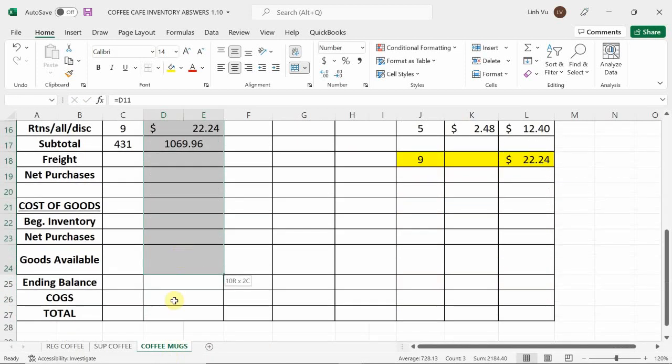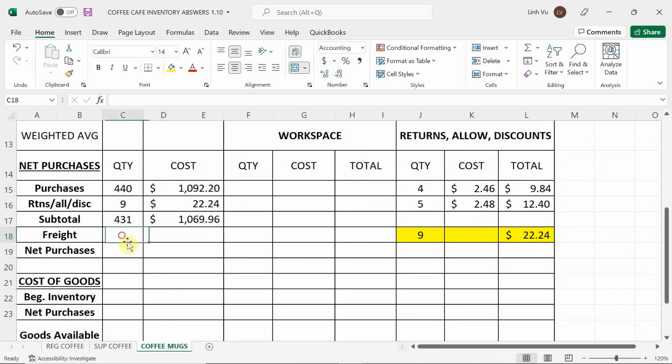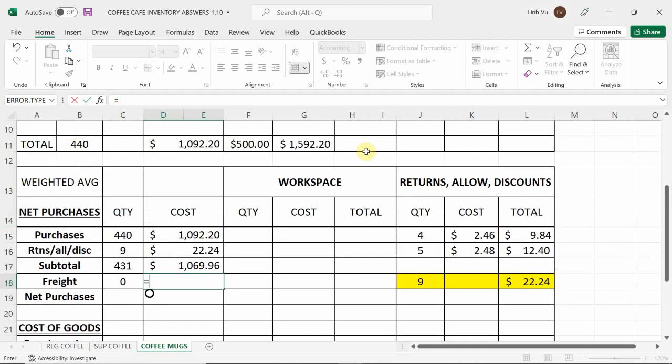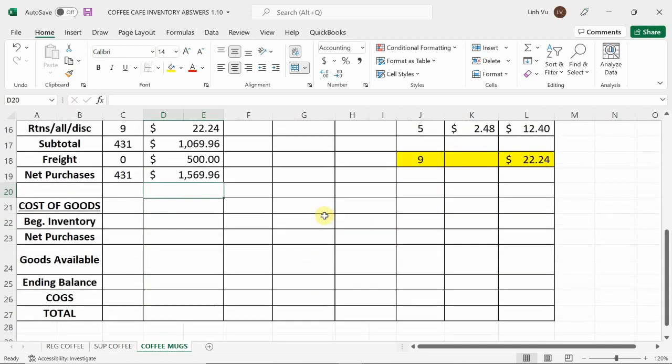So this is a little inconsistent. Let me make these all dollars. All right, so plus some freight. Freight adds nothing to quantity, but we need to add our $500 worth of freight. So what's my grand total? I should have 431 coffee mugs at a grand total of 1569.96. In this case, we don't have any beginning inventory.